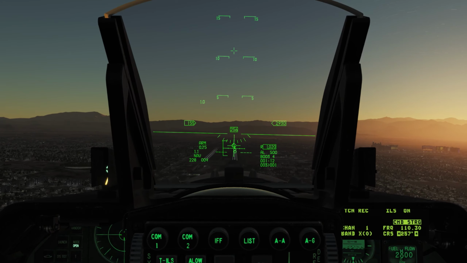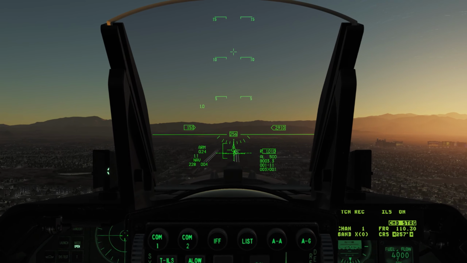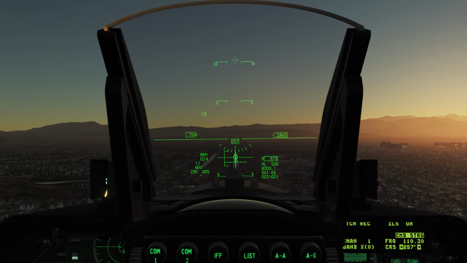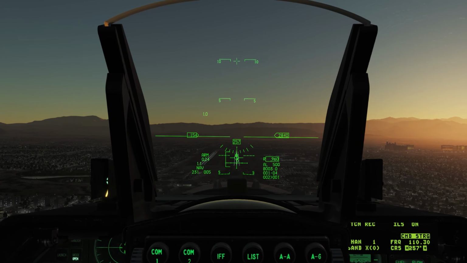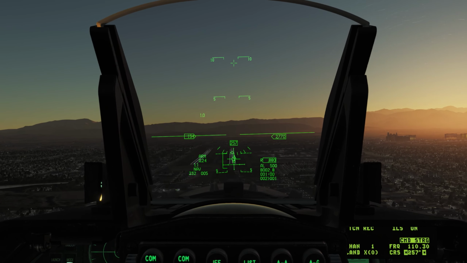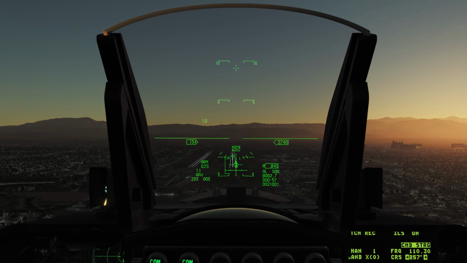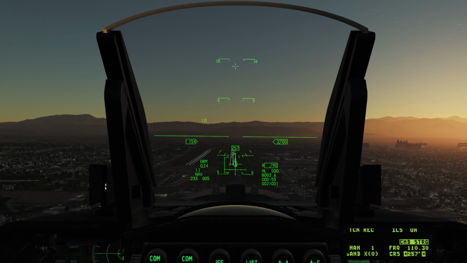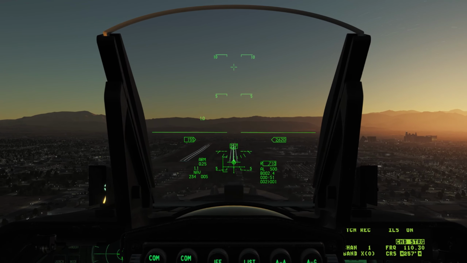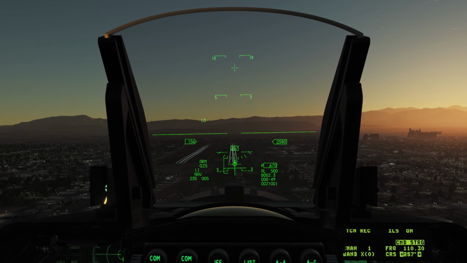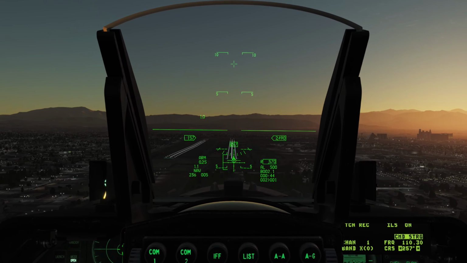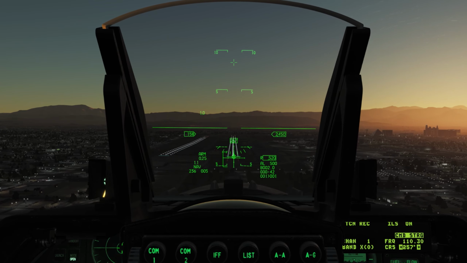Now a little bit above glideslope, actually starting to be a lot above glideslope. So I need to bring the throttles back a bit now. Still well above glideslope. So we're pretty much at idle right now, so I can intercept the glideslope again. And coming back up. And bringing the throttle back on again.